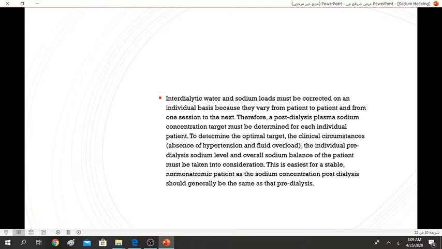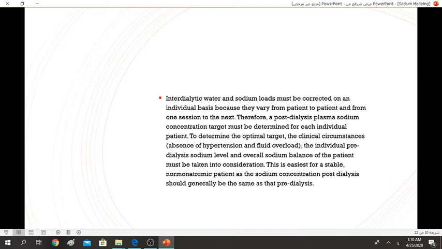Interdialytic water and sodium loads must be corrected on an individual basis because they vary from patient to patient and from one session to the next. Therefore, a post-dialysis plasma sodium concentration target must be determined for each individual patient. To determine the optimal target, the clinical circumstances, absence of hypertension and fluid overload, the individual pre-dialysis sodium level, and overall sodium balance of patients must be taken into consideration.